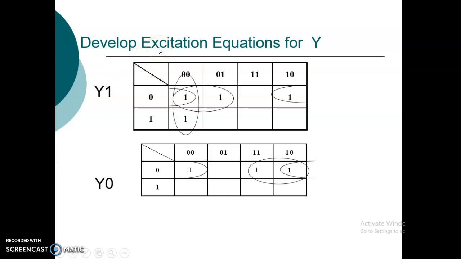Develop the excitation equations for Y. Y1, Y0. So 0 1 0 0 1 0 1 1 1 1 0 1. Here also for Y0 0 0 0 1 1 1 1 0 0 1.